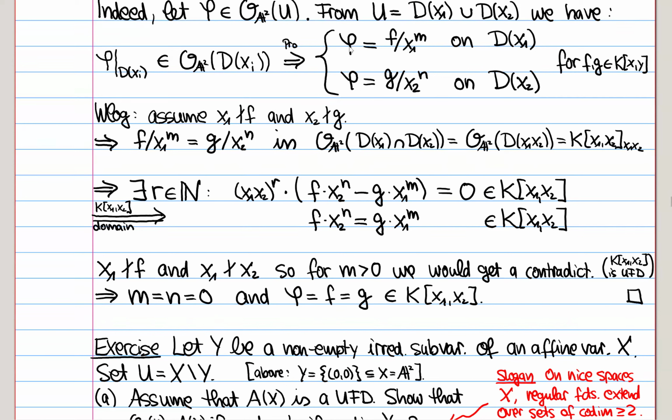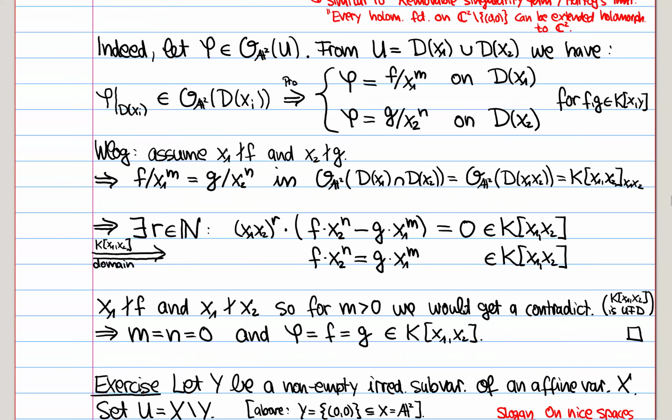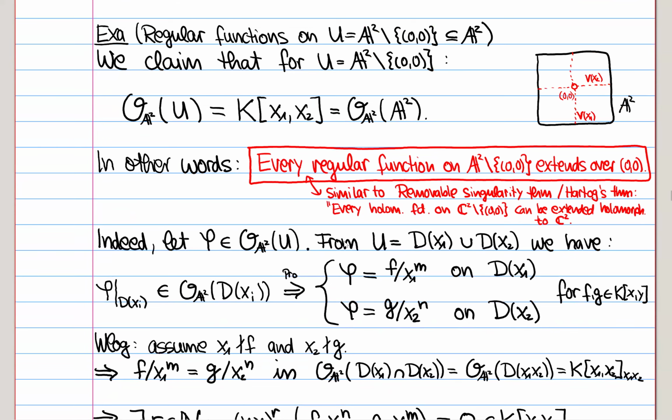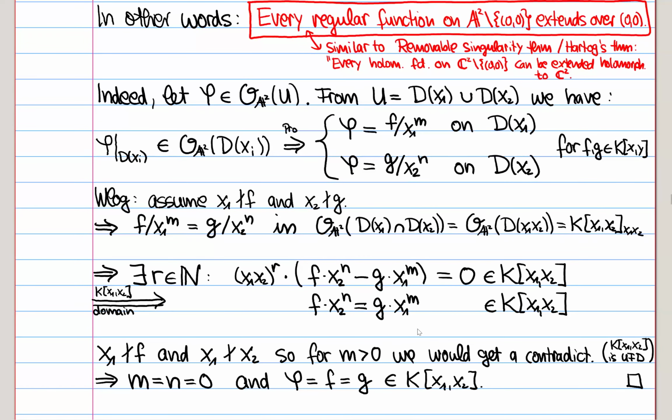And so phi is just given by f divided by 1. It's also given by g divided by 1. So all of these things agree, and in particular, f and g were elements in this ring. So phi comes from this ring, which is exactly what we want to show here. And that concludes the proof.